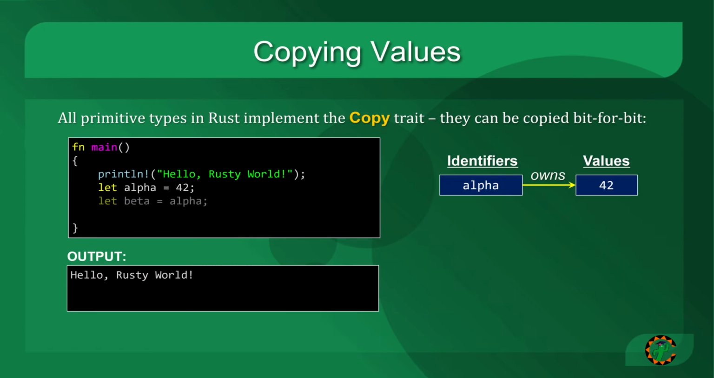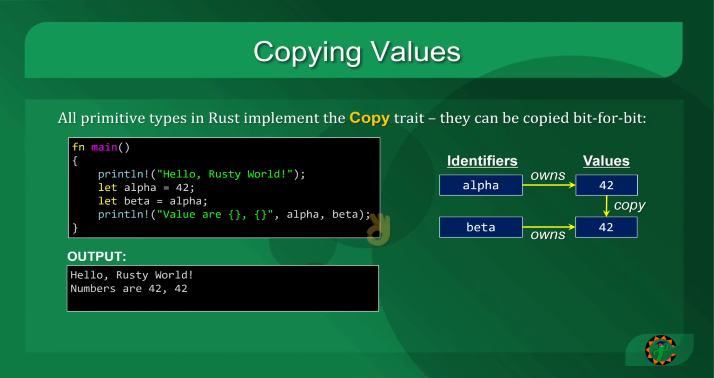However, when beta is assigned to alpha, because integer types have the copy trait, the value is copied and beta owns the new value instead. As a result, we can access and use both alpha and beta after the assignment.